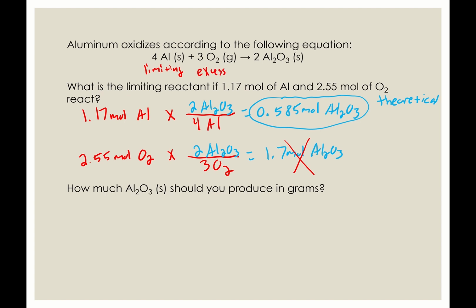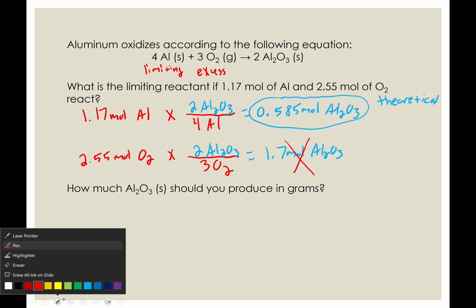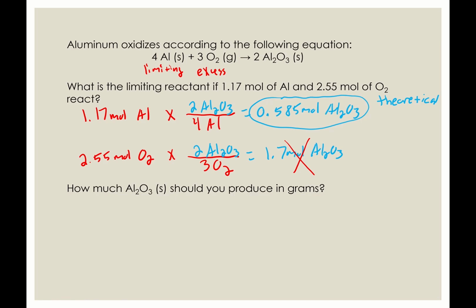Oxygen, because we made the larger quantity, is in excess, and so that's our excess reactant. So then the second part of our problem is how much aluminum oxide should you produce in grams? It was determined above that we can only make 0.585 moles of aluminum oxide. So essentially, this is the quantity that we're going to be working with.